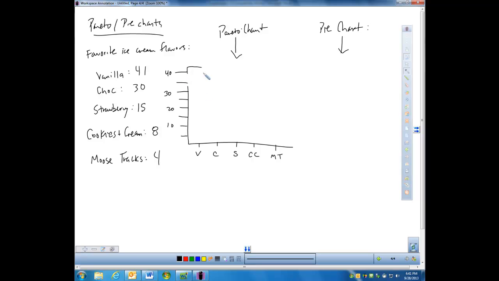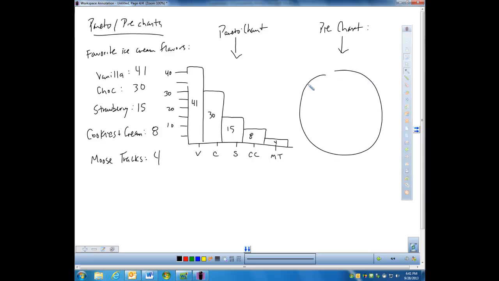What I really would like you to think about, though, is what is the value of a Pareto chart over a pie chart? Be thinking about that. Even if you have to push pause here at some point to allow yourself a little more time to think about what that would be. So there's my Pareto chart, just a bar graph. Alright, now I'm going to move into a pie chart.